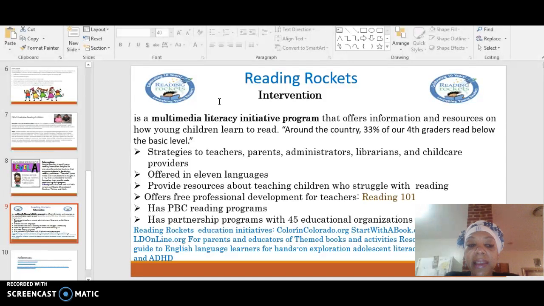And I want to also share that Reading Rockets also offers free professional development, Reading 101. It's really great. And it's one of these intervention programs that are commonly used in school and would be great to have during a professional development at any school, to introduce it to teachers and educators and TAs like me. It's a really great program.